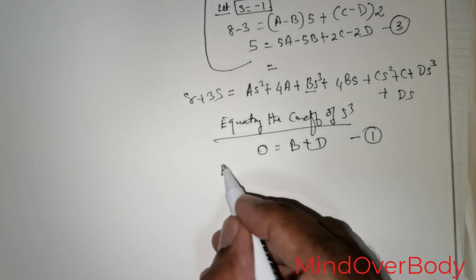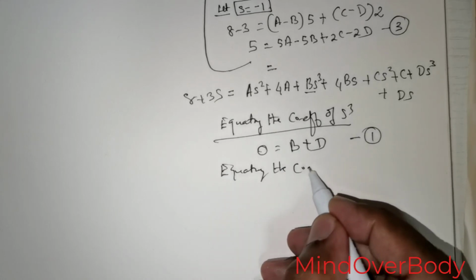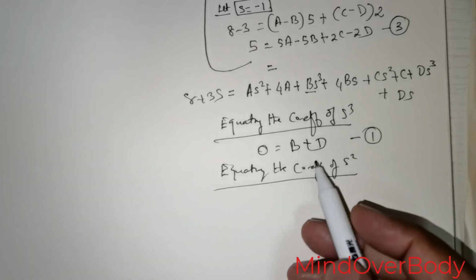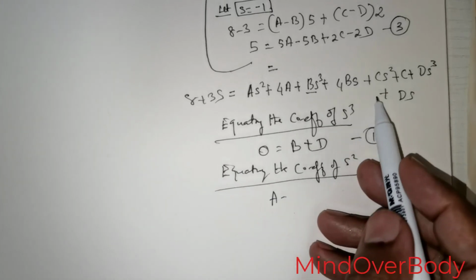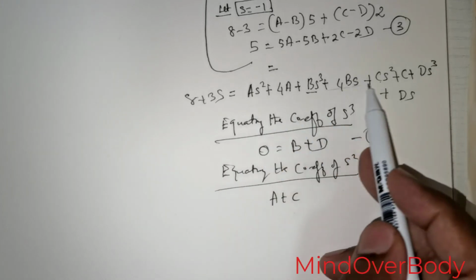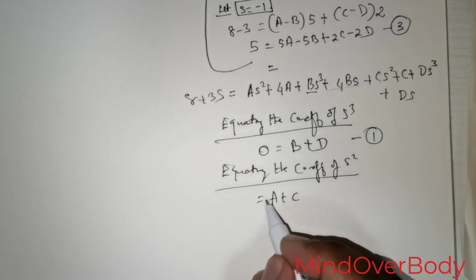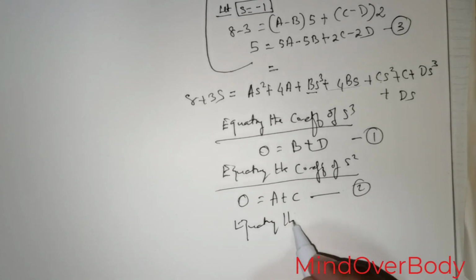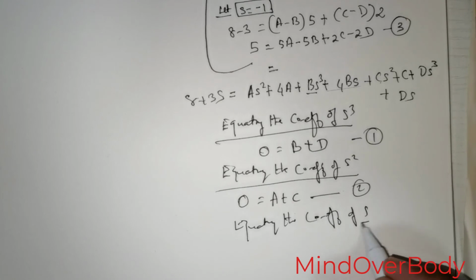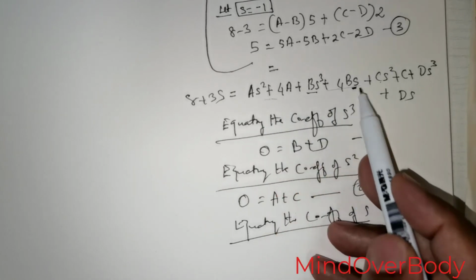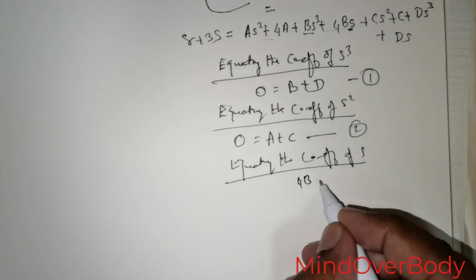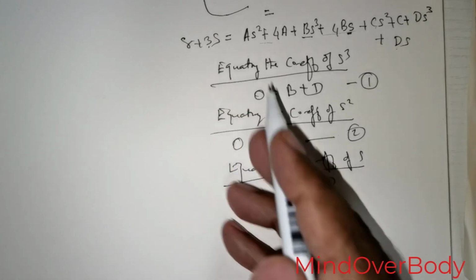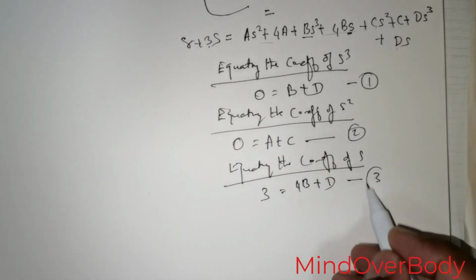So next I would be equating the coefficients of s squared. I get a here, and then I get a c there. Is there anything else I have? No. A, c, and that's going to be 0. Now next, equating the coefficient of s. Coefficient of s, I get a 4b there, and then a d there, and I get a 3 there. So this is my system 3.